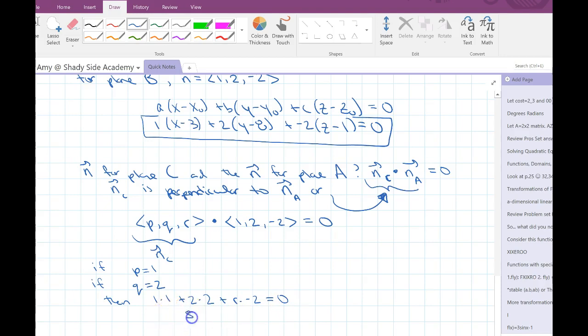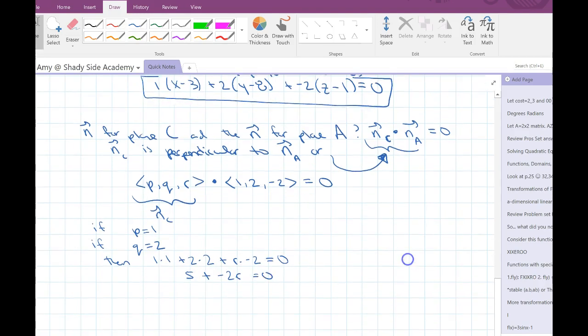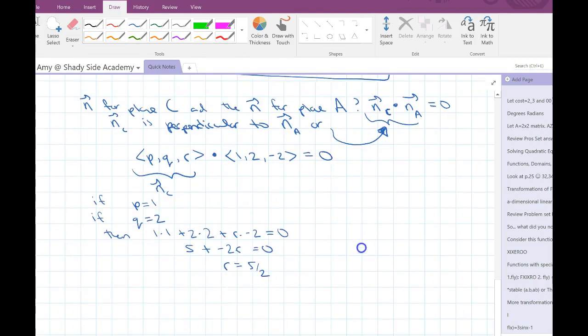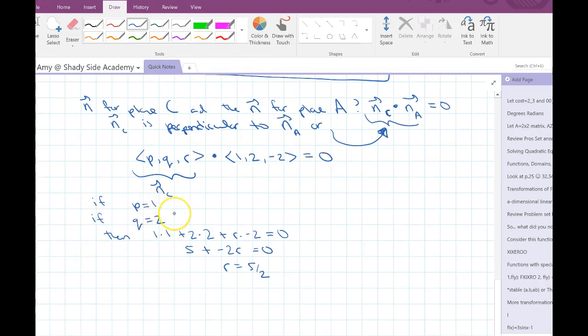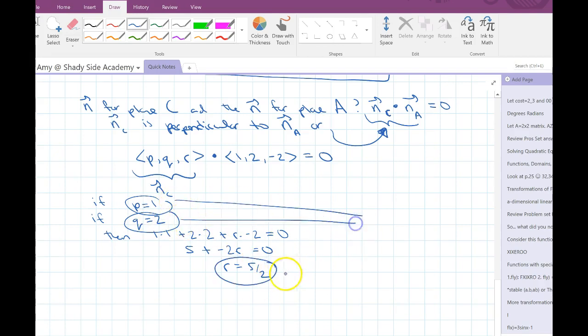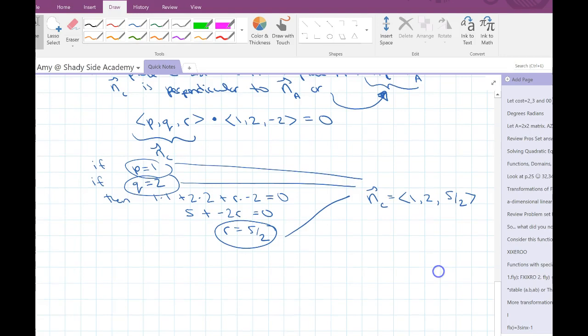Oh, I get an odd number still. Well, that's dumb. Oh well. R equals 5/2, yeah? Okay, so guess what? I have my vector right here. The vector n for my plane C would equal 1, 2, 5/2. And then all I need to do now is put together my equation of plane C.